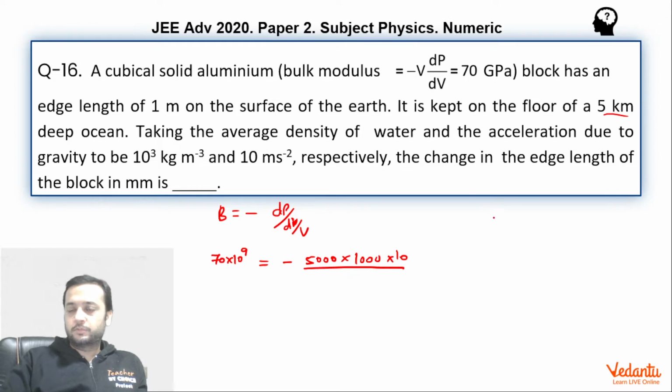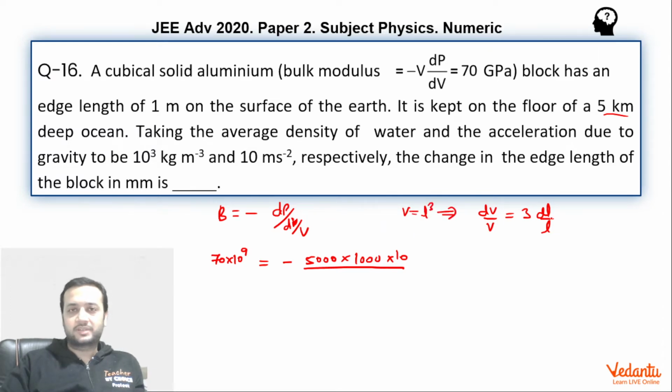Now this is a cube, so we know that the fractional change in the volume dV by V will become 3 into dl by L, where L is the edge length, because V is equal to L cube. So this implies dV by V equals 3 dl by L, using the simple concept of errors. So dV by V we can write as 3 dl by L, where L is the edge length.